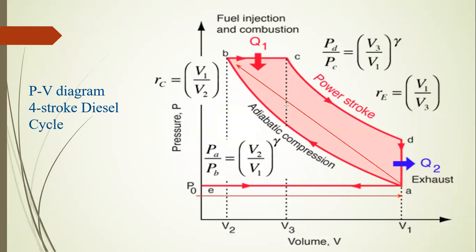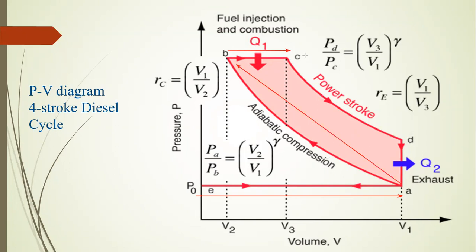A means 0.1, B means 0.2, C means 0.3, and D means 0.4, and this is equal to the volume ratio, higher volume divided by lower volume, raised to gamma. Then the process B to C, Q1, means heat addition. Here ignition takes place inside the cylinder.